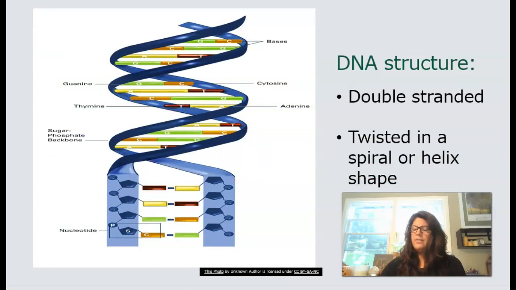DNA structure involves two strands, double. So here is a strand right here, and then on the opposite side is another strand. And it's twisted into a spiral or helix shape. So we often call it a double helix, meaning there's two different strands and then it's twisted.